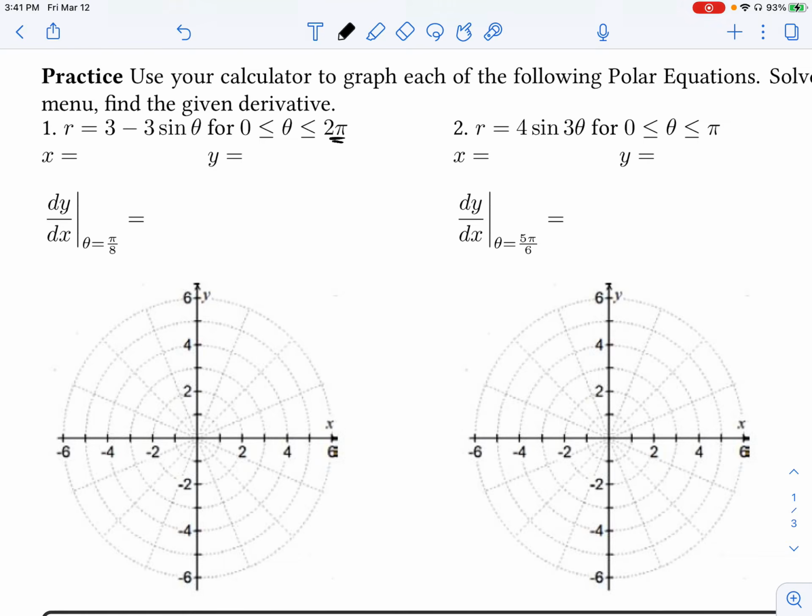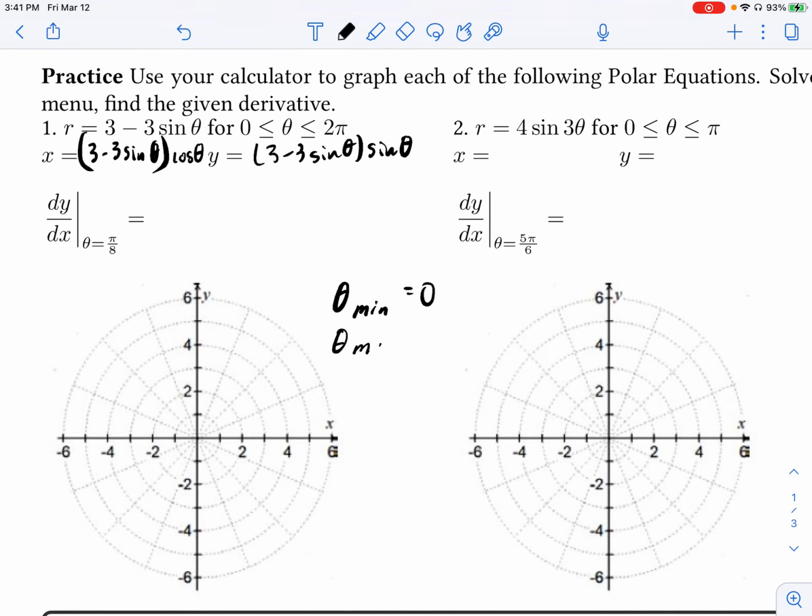Next thing, I'm going to also write out my x and y equations. This is also not really necessary for this problem, but just more practice. X would be 3 minus 3 sine theta times cosine theta, and y is equal to 3 minus 3 sine theta times sine theta. And we would say here, we're going to now plot this function. And when we are graphing this, a couple things to look out for. In your window, you want to make sure that your theta min, since it's in terms of theta, is equal to 0.